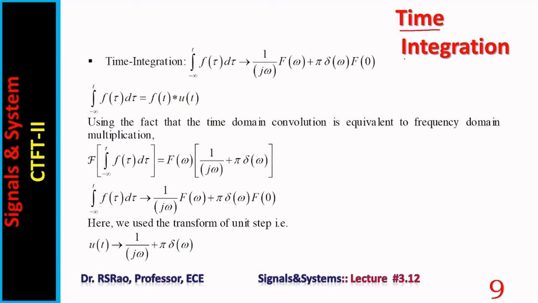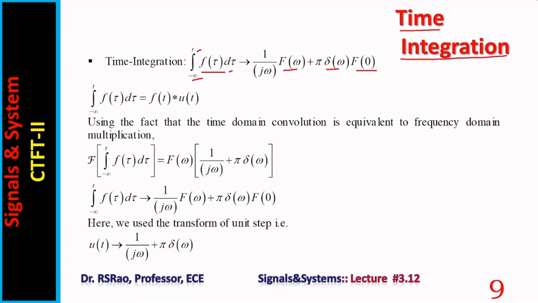First, time integration, or integration in the time domain. This property in mathematical form states that for the integral from minus infinity to t of f(τ) dτ, the Fourier transform of this particular integral is 1/(jω) F(ω) plus π δ(ω) F(0). Two terms are there.